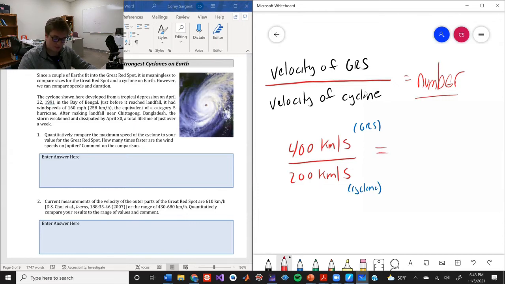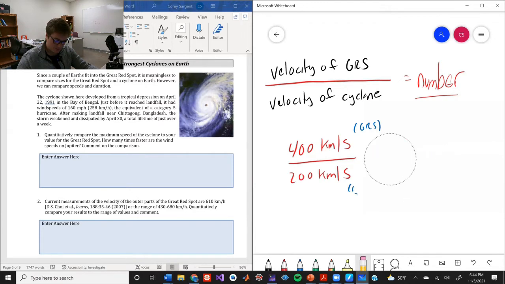The answer to this, 400 divided by 200, is 2, right? Just like I said before, this is supposed to tell you how much larger the Great Red Spot's velocity is than the cyclones. This makes sense. 400 is twice 200, right? So it's twice as large. So that's what you're going to do for question 1 here.